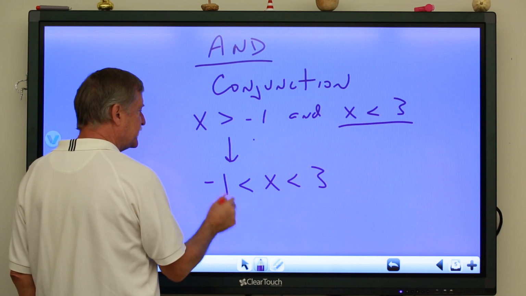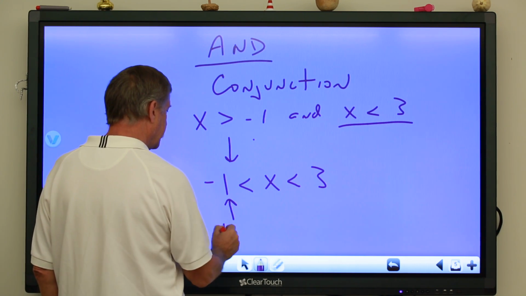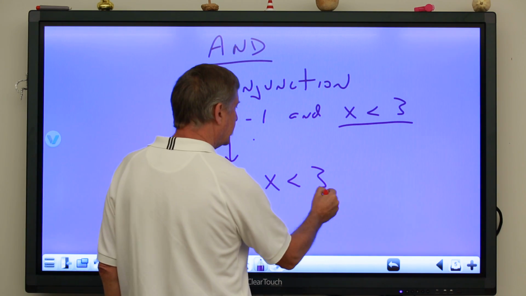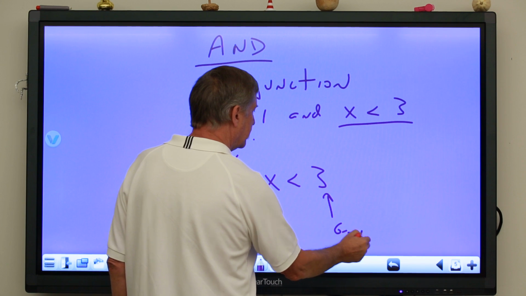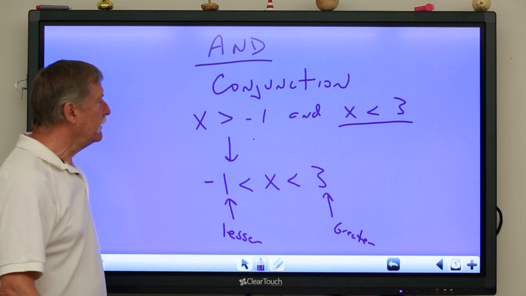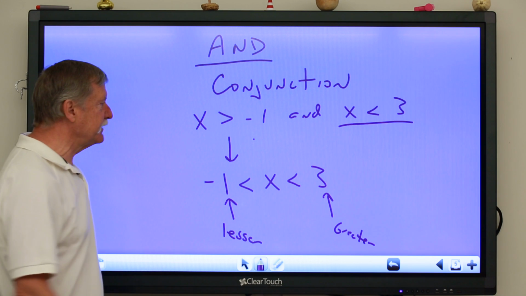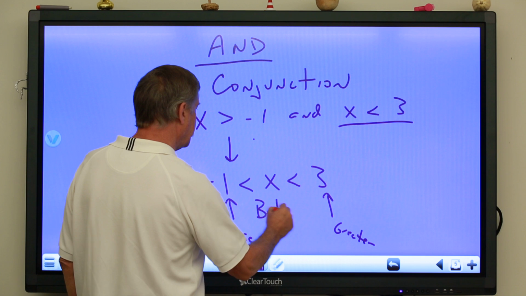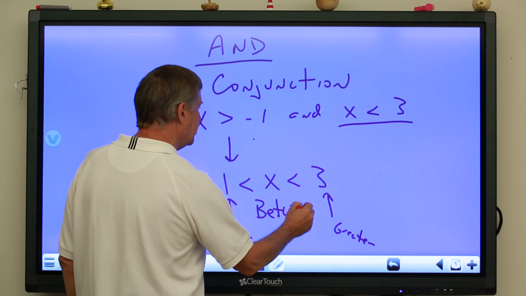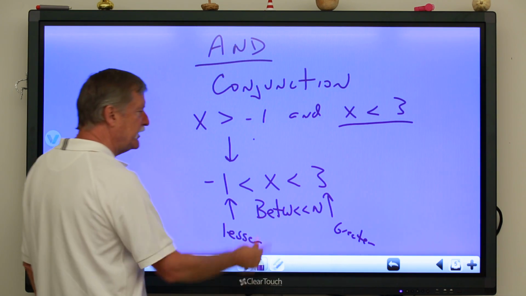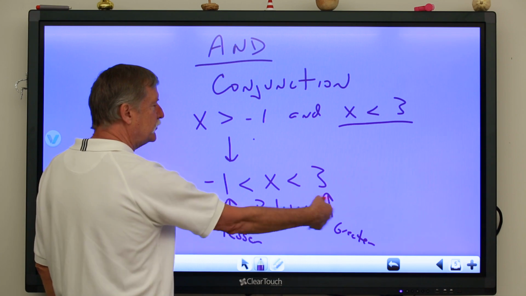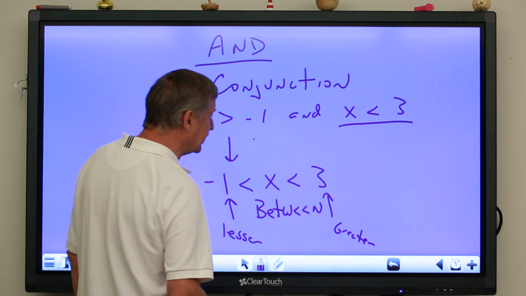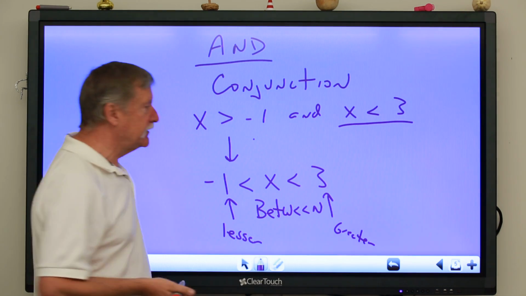And when you see something like this, where you have the lesser amount on the left and the greater amount on the right, and the two inequality symbols both point in that same direction, we are talking about between, and you can remember that by writing the word "between" with two less than signs. And the graph of something like that will always be a shaded thing between.